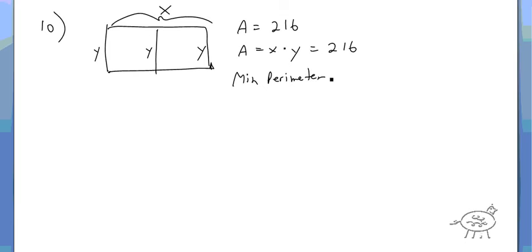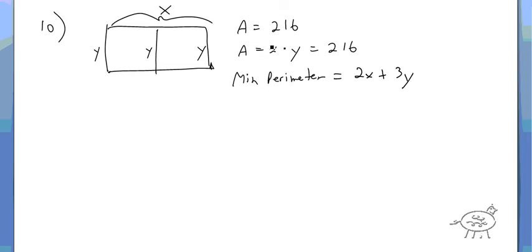We're trying to minimize the perimeter of the whole thing, right? So the perimeter is equal to 2x plus 3y.